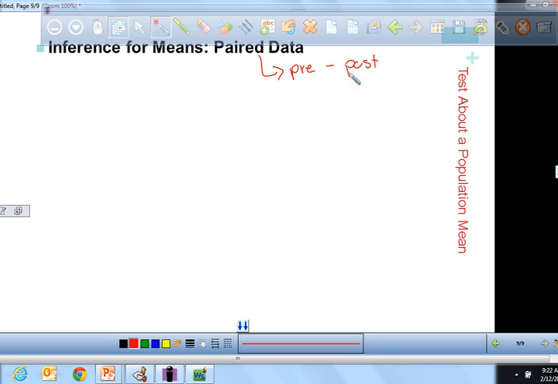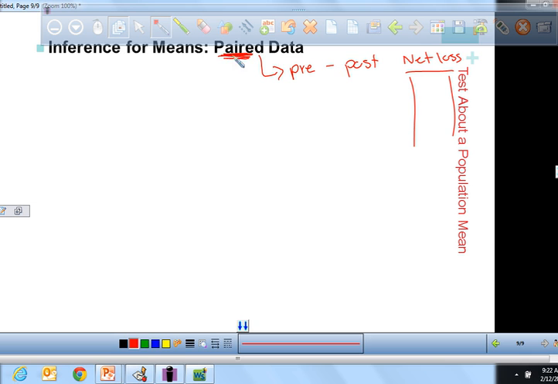Because even though it's two different sets of data, we actually simplify it down to one set of data, because we'll do something like the pre minus the post, and you really get like net loss, potentially. And then that column is what you'll do your data on, and that's only one sample. We no longer have two samples when we do paired data. So I don't want you to think that when we do paired data it's actually two-sample testing.